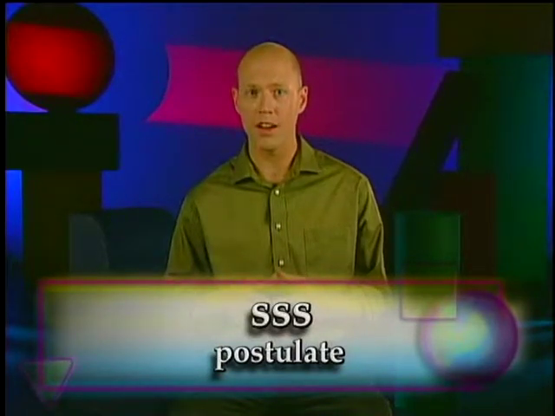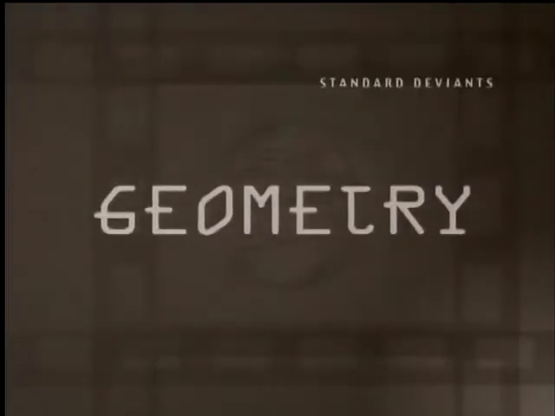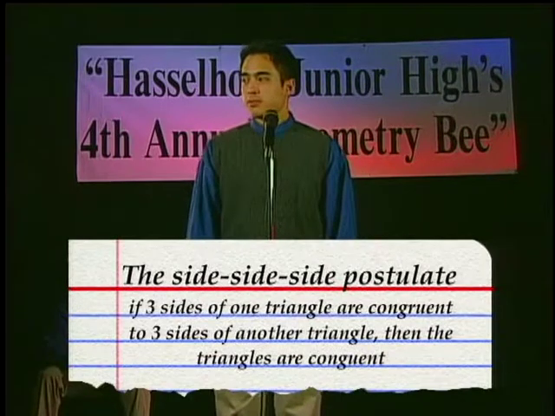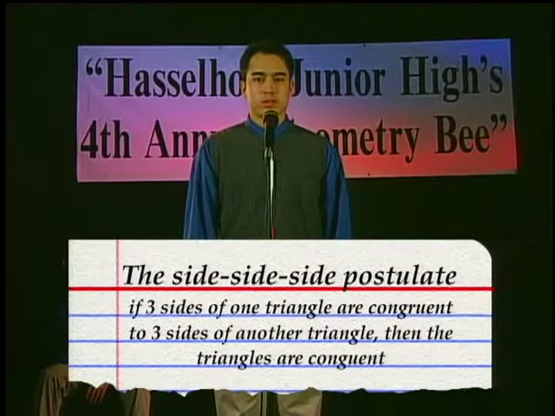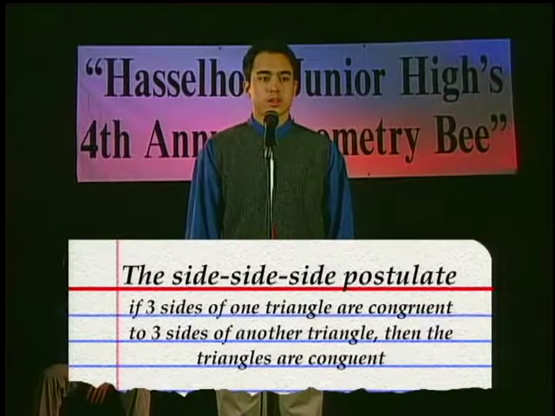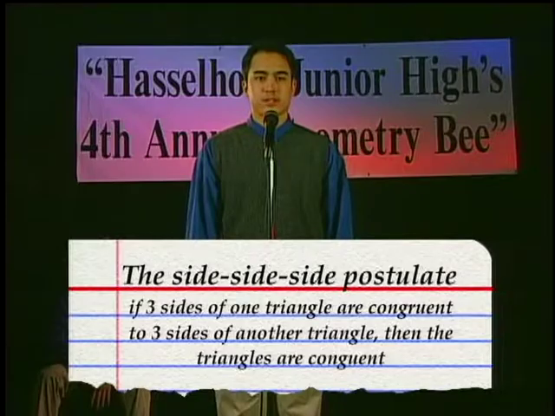So we don't need to match all 6 pairs of sides and angles. It's enough to just match the 3 sides to prove that the 2 triangles are congruent. Side, side, side postulate. If 3 sides of one triangle are congruent to 3 sides of another triangle, then the triangles are congruent. The side, side, side postulate.